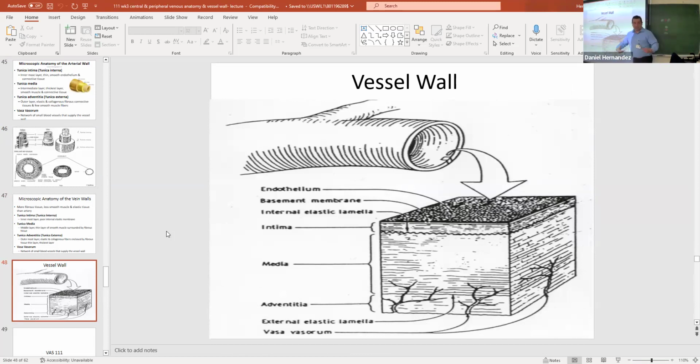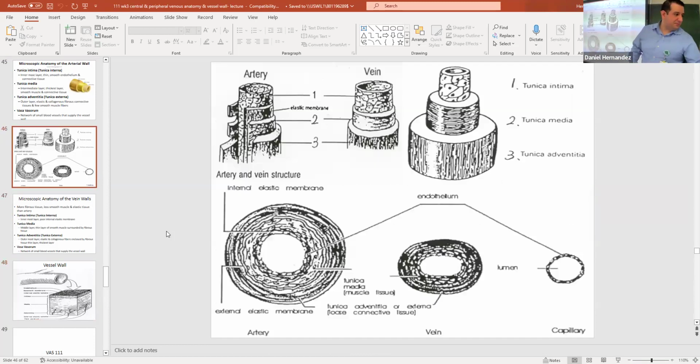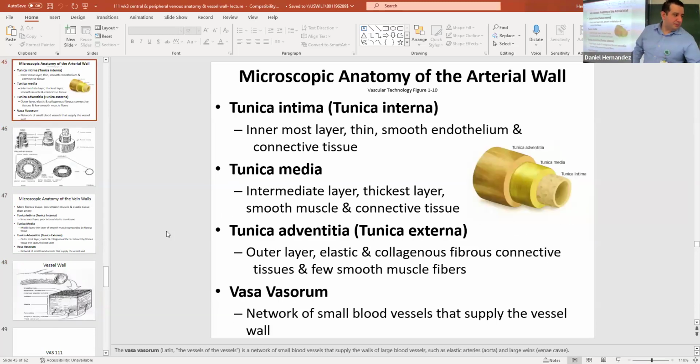So these exist in arteries, they exist in veins, this vasa vasorum. Vasa vasorum: a network of small blood vessels that supply the vessel walls with nutrients and oxygen and remove the waste product as well. So these are kind of like the microscopic, small capillary system almost.